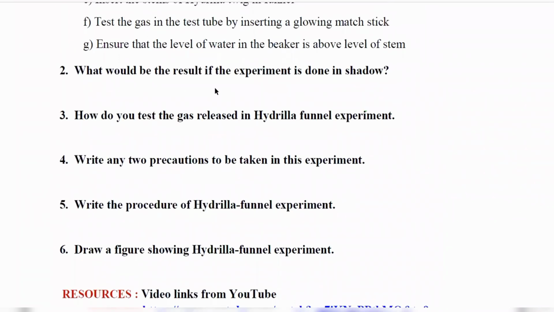What would be the result if the experiment is done in shadow? There is no oxygen from the hydrilla. Sunlight must and should be present. Only in the presence of sunlight is photosynthesis carried out. In photosynthesis, oxygen is liberated, so there is no oxygen when we conduct this experiment in the shadow.